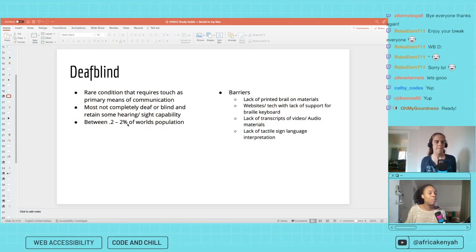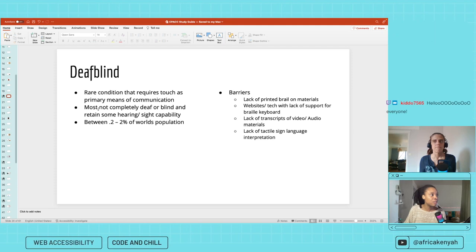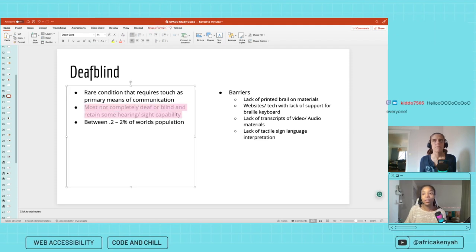All right. So deafblind. Deafblind is a very rare condition. It only affects 0.2 to 2% of the world's population. Seems like a very big gap. We're going to have to double check that one, but I'm pretty sure that I copied and pasted all this, so that has to be right, I guess. Most are not completely deaf or completely blind and retain some hearing or sight capability. That sentence is important, because I think that is a common misconception, that if you're deafblind, then you have completely no use of your hearing or your sight. And that's really not the case most of the time, right?